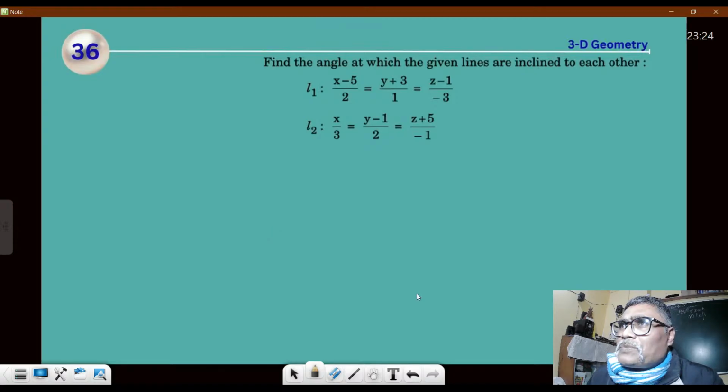Okay. So find the angle at which the given lines are inclined to each other. See the trick. They are not saying you find the angle between them, but indirectly they are asking that only. So the angle you can find here: it is A, here it is B, and here it is C. Here it is A dash, here it is B dash, here it is C dash. So you can directly find the angle, right? I leave this for you.